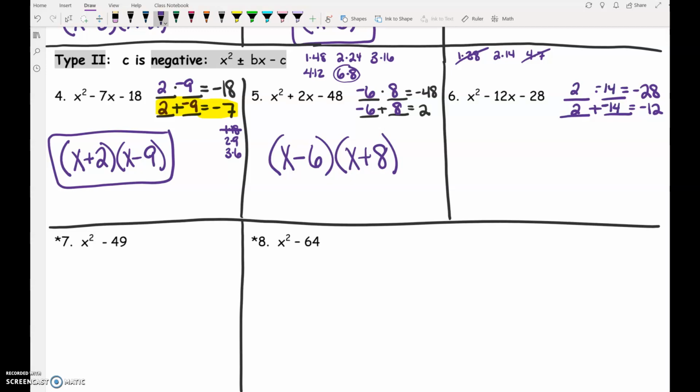2 times negative 14 is negative 28. 2 plus negative 14 is negative 12. My factored form is x plus 2, x minus 14.